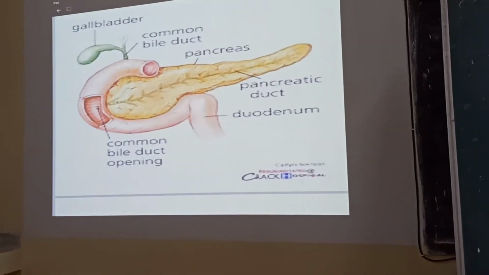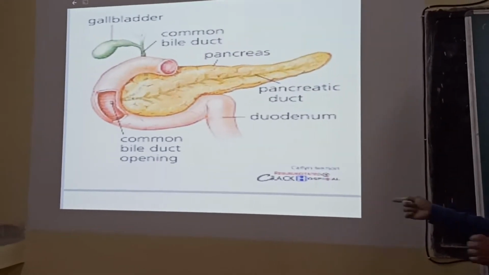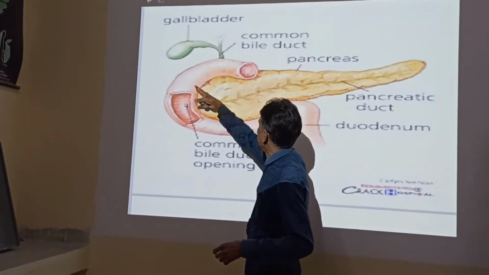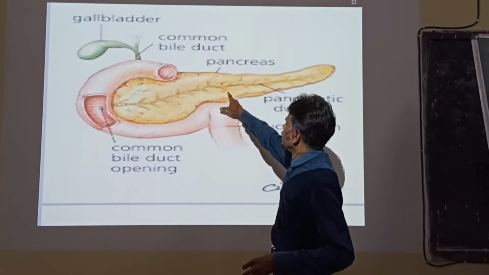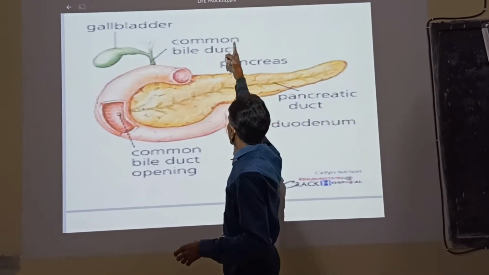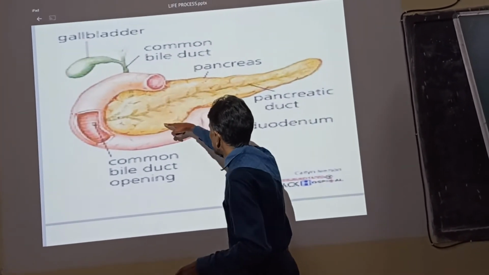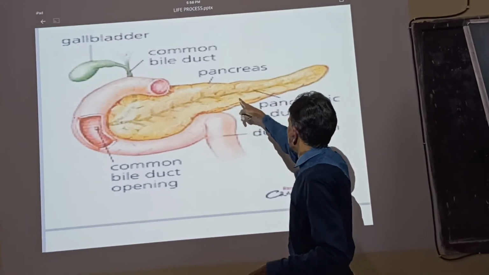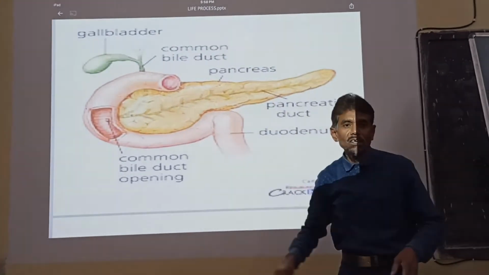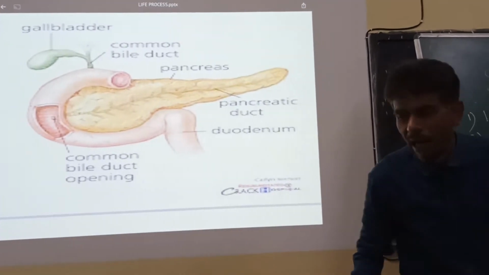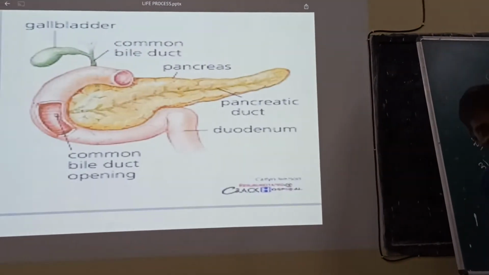Yes, you can see the pancreas within the curvature of duodenum. This is the curvature of duodenum. Here the stomach will enter, the curvature of duodenum. See the leaf-like yellowish structure. This is nothing but a very important digestive gland called as pancreas.